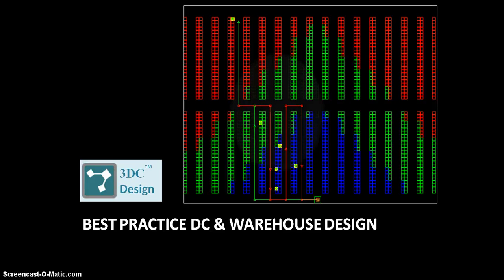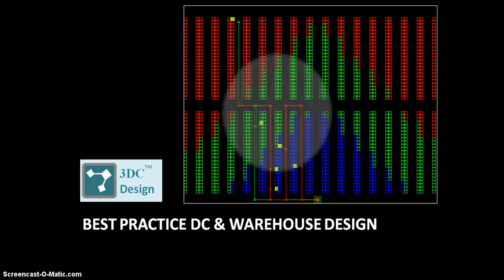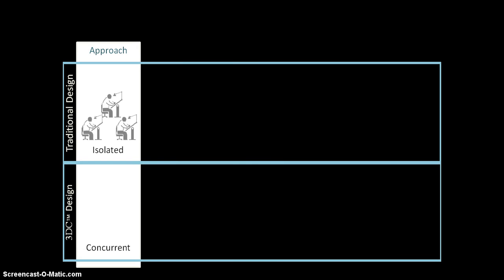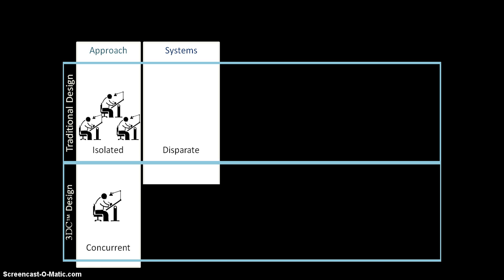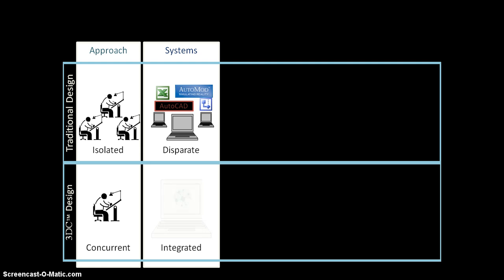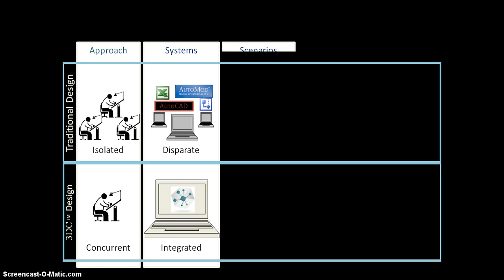In this demonstration, we'll see how 3DC design is a best practice for DC and warehouse design. The 3DC design approach offers advantages over the traditional approach. Inventory, demand, and workflows, instead of being analyzed as separate factors, are integrated into a single iterative process. Instead of using separate, disconnected systems for process analysis and drawing, one system integrates these functions.